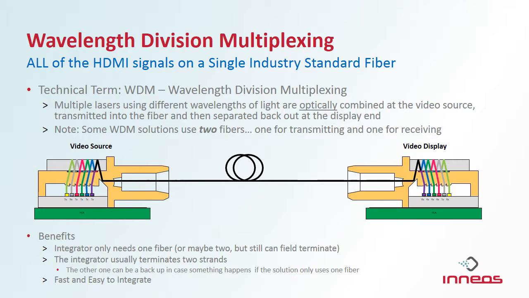The benefits of this is that the integrator needs only 1 or maybe 2 fibers, but you can definitely pull just fiber cable and terminate it in the field. And you usually pull 2 strands, so if you only need 1 fiber, that actually provides you one to leave dark and have backup down the road. And it allows for fast and easy integration.